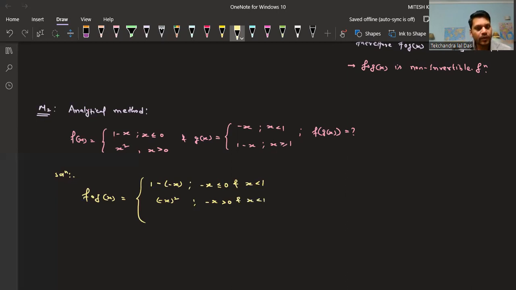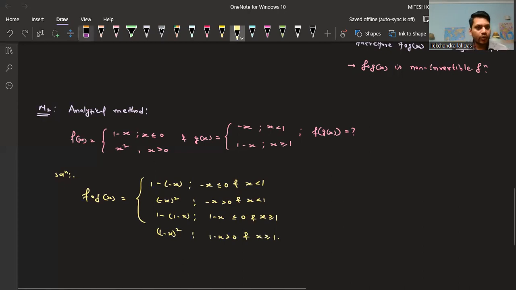Same thing here. Now we'll put 1 minus x in the place of x everywhere in f(x). So 1 minus of (1 minus x), and this is for 1 minus x less than or equal to 0 and x greater than or equal to 1, the domain of this function. Similarly, next is (1 minus x) whole square. We'll put 1 minus x here also, so we get 1 minus x greater than 0 and x greater than or equal to 1.